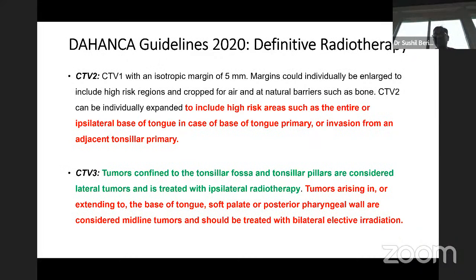CTV1 includes an isotropic margin of 5 millimeters, which goes to the highest dose. CTV2 includes the area of higher risk, which includes the entire ipsilateral base of tongue in case of a base of tongue primary, or invasion from an adjacent tonsillar primary. But if there is advanced base of tongue cancer, then it includes the entire base of tongue. CTV3 is for tumor confined to the tonsillar fossa and tonsillar pillar, as for ipsilateral radiation therapy, which was talked about by the previous speaker.